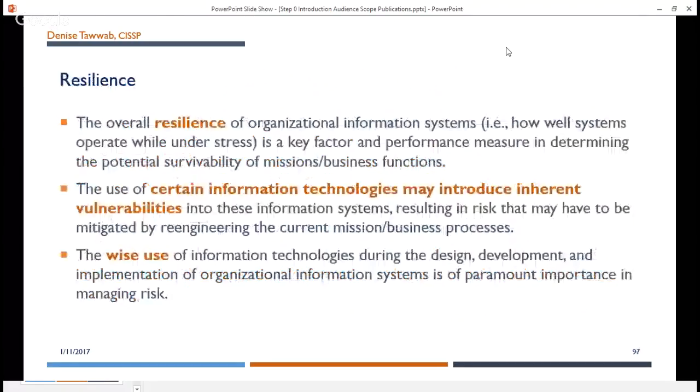Resilience, the overall resilience of organizational information systems, that's how well your systems operate under stress, is a key factor and performance measure in determining the potential survivability of business functions. The use of certain information technologies may introduce inherent vulnerabilities into those systems, resulting in risks that may have to be mitigated by re-engineering the current business process. Again, the wise use of information technologies during the design, development, and implementation of information systems is of key importance in managing risk.